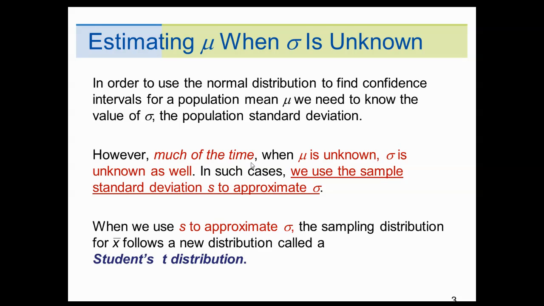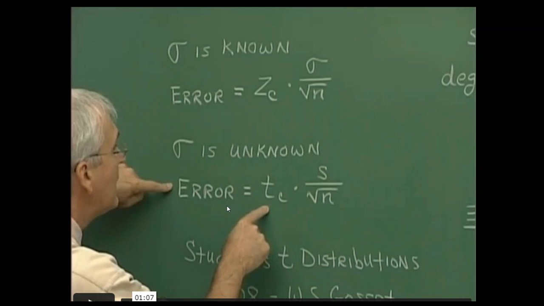When we don't know sigma, which is most of the time, we use the sample standard deviation. If you recall, the sample standard deviation is denoted by lowercase s. This approximates the population standard deviation. When we use s to approximate sigma, the sample distribution x bar follows a new distribution. It's called the student's t distribution.